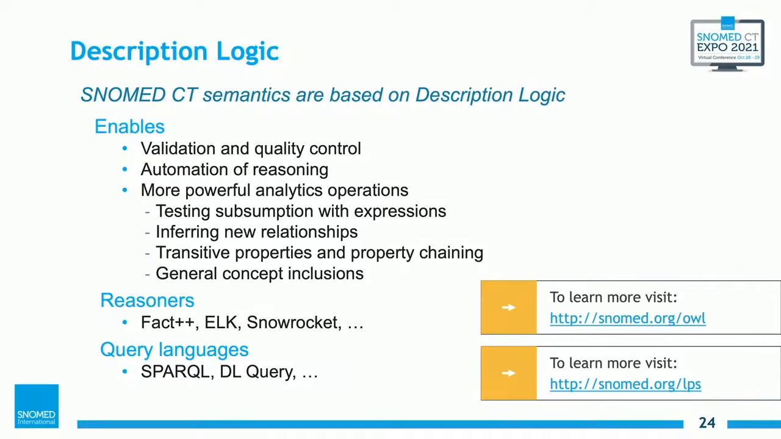There are a range of DL reasoners available, including Fact++, ELK, and SnoRocket, and a number of query languages, such as SPARQL and DL Query. If you'd like to learn more about SNOMED CT's use of description logic, you can refer to snomed.org/owl or snomed.org/LPS.